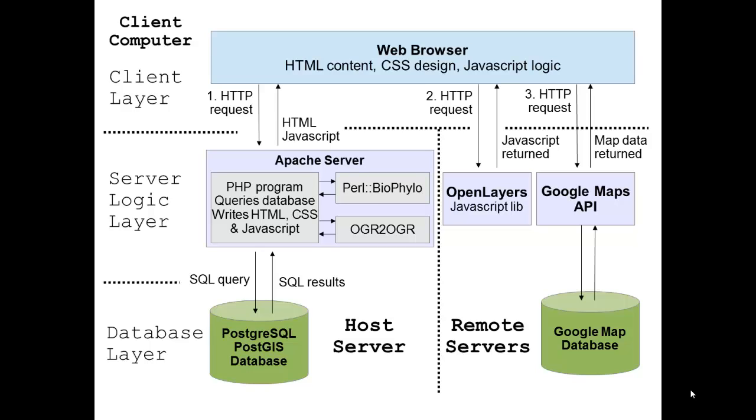So once the first request has gone through, if it's the mapping page, it goes to Open Layers and gets the Open Layers library from there. If it's the mapping page again, we then need some data. So the Open Layers JavaScript library calls the Google Maps API, which calls the Google Maps database, which returns the maps that get embedded within the page. Don't worry if you're lost at this point. That's the overview of how the system works.